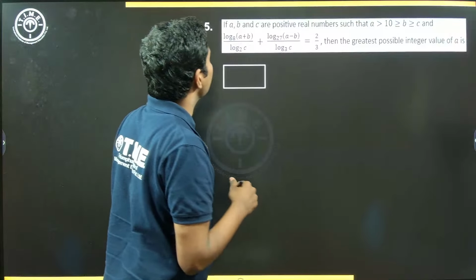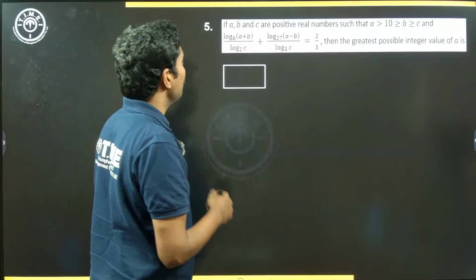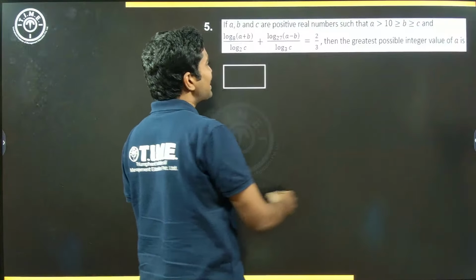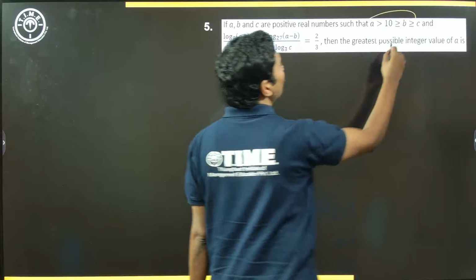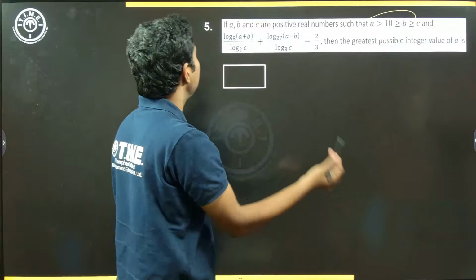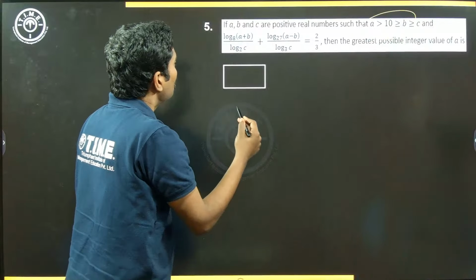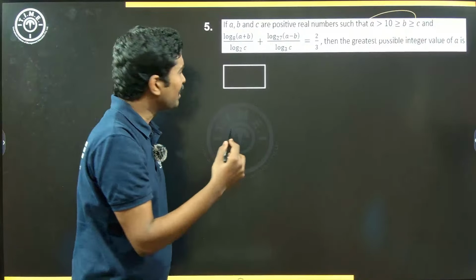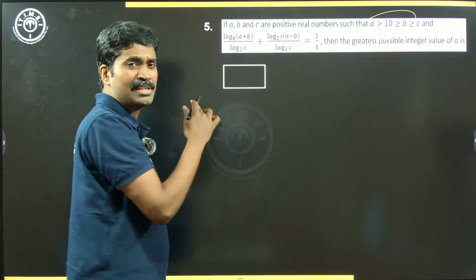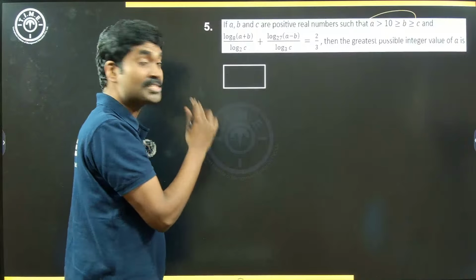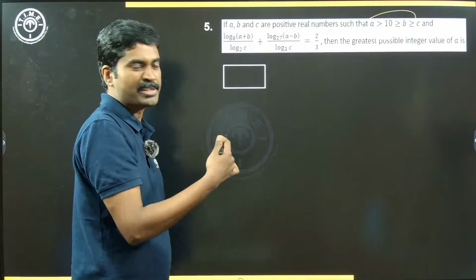Okay. It looks a little cumbersome. A, B, and C are positive real numbers. A greater than 10, greater than or equal to B, greater than or equal to A, 10, B, C, and I have log A plus B, log A minus B. Honestly, not a very comfortable question, especially since it's question number 5. I still have 17 more questions. I don't want to be stuck on this question. I would like to see the other questions.